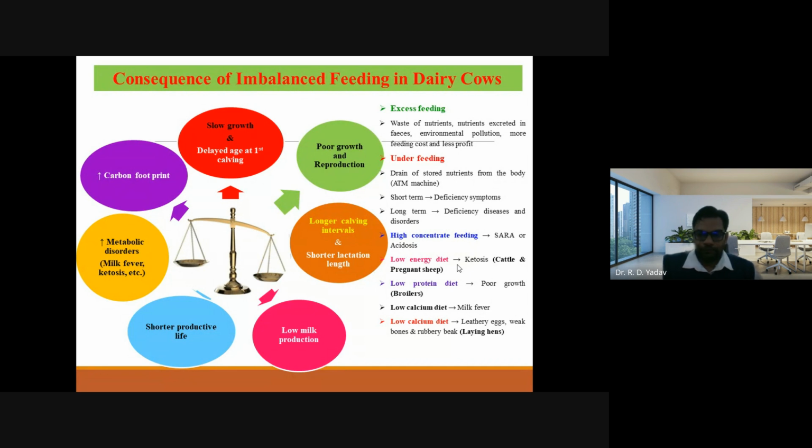And a low protein diet causes poor growth in broilers if you are giving an imbalanced diet to poultry. And with a low calcium diet, the most important disease is milk fever. And a low calcium diet in layer hens will lead to lethargic egg production, weak bones, and rubbery beaks in laying hens.